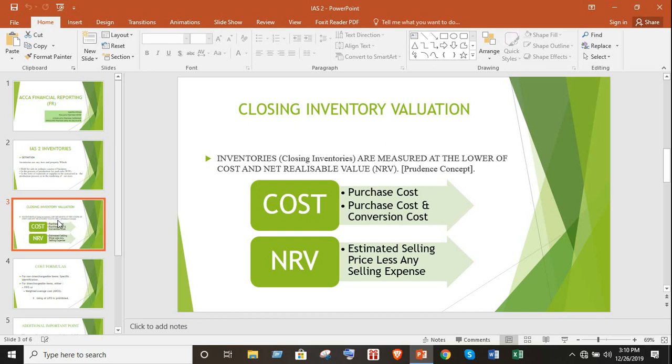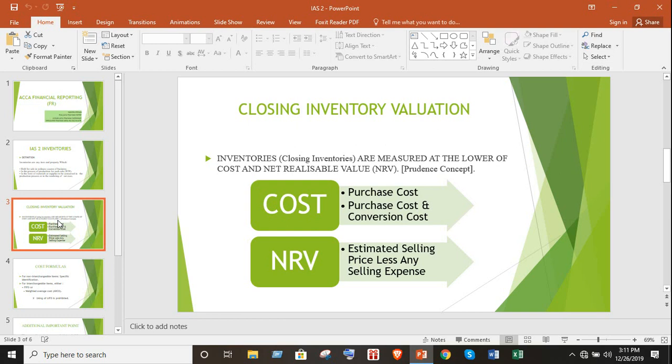Say for example, a ball pen. The cost of the pen is $5, and the estimated selling price is $7, and the estimated selling expense is $0.5. So the net realizable value is $6.5. Now the cost is $5 and the NRV is $6.5. Which value should you consider to value your closing inventory? You already know it: the lower amount, the lower of cost and NRV.